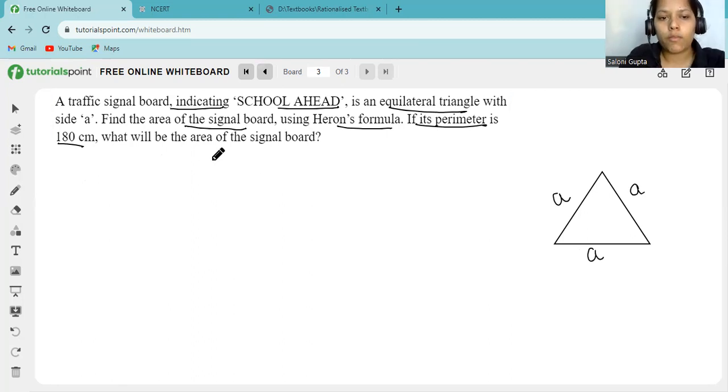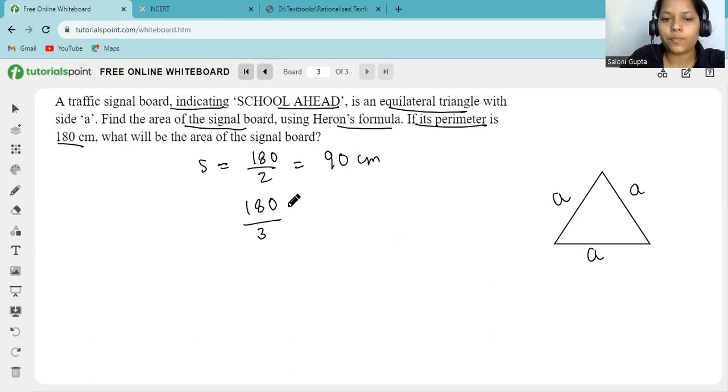Okay, that means what is given to us? This is the sum of all sides. If I divide this 180 by 2, I will get the semi perimeter, right? And that will be 90, or we say half perimeter. Okay, so this is 90 centimeter. Now, if you divide this 180 by 3, you will get the side of the triangle, that is 60 centimeter. So now let us solve.